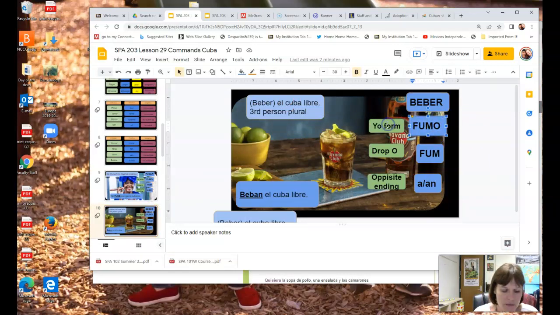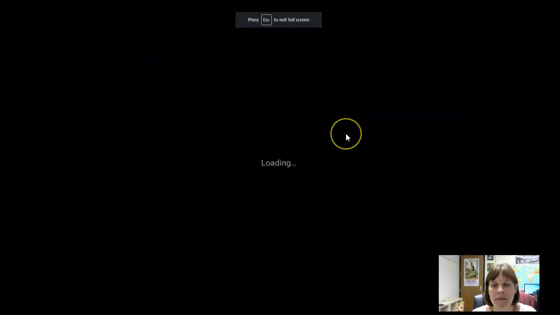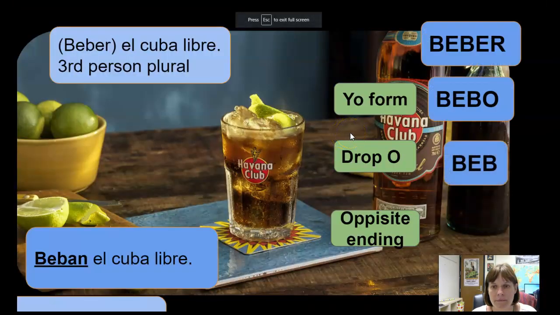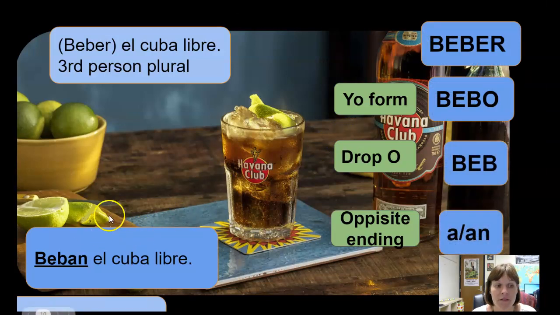I guess I didn't change this one. So bebo. You drop the O and you get beb. The opposite ending of ER verbs is AN. So I'd say beban al Cuba Libre.